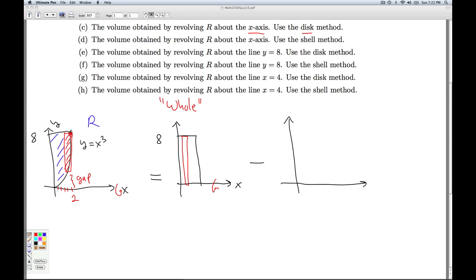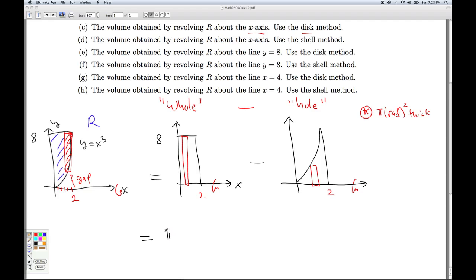Okay, so the gap is generated between the curve y equals x cubed and the x-axis. And once again, if I draw the rectangle down to the axis of revolution, I'm going to get an honest-to-goodness disk. This is what we call the hole volume. So it's the hole minus the hole. And once again, the volume of a disk, remember the basic formula, pi times the radius squared times the thickness.